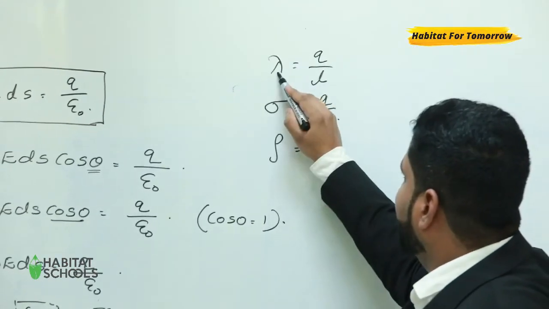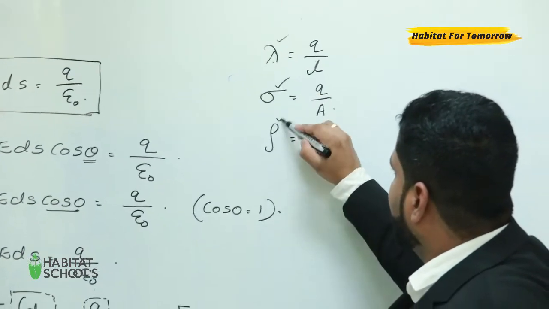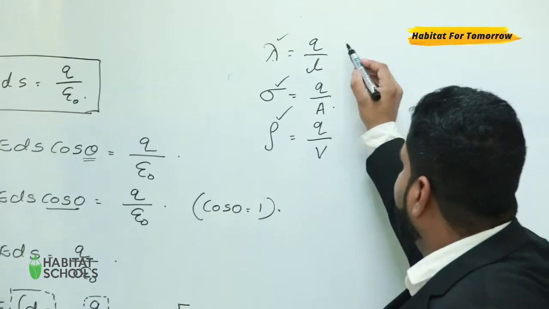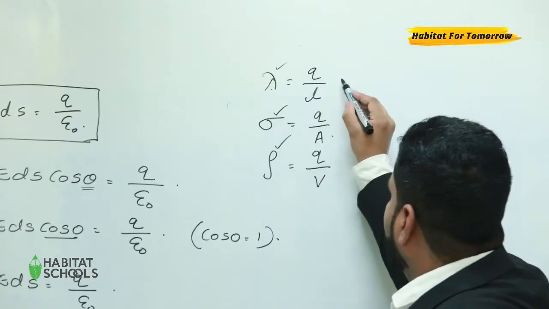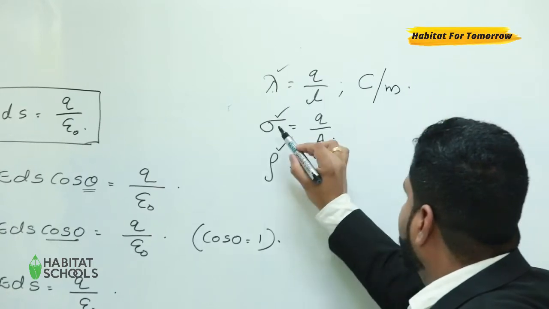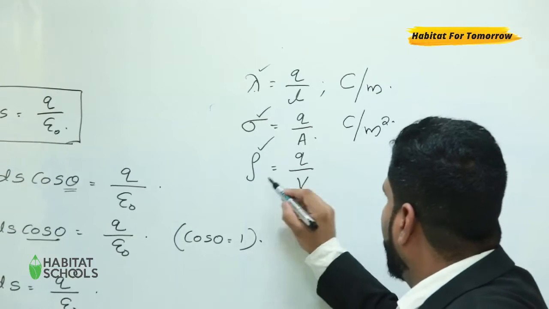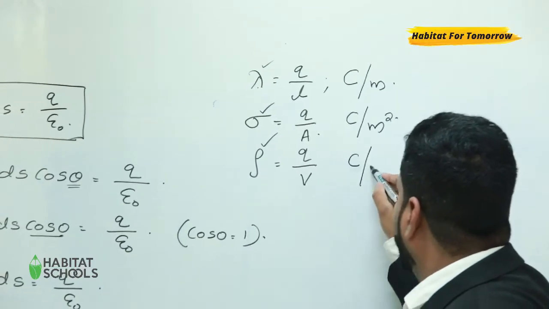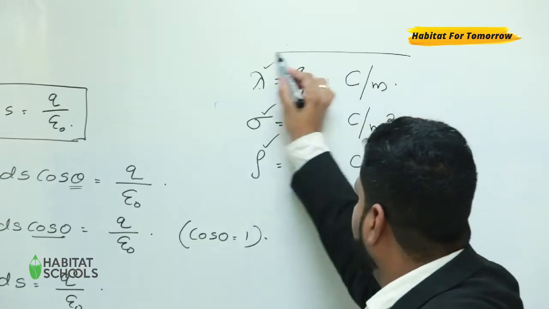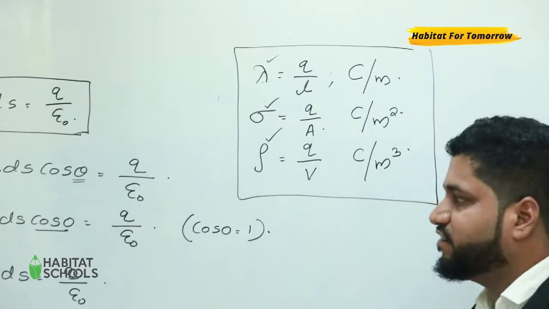So lambda is linear charge density, sigma is surface charge density, rho is volume charge density, and the unit of linear charge density is coulomb per meter. Surface charge density unit is coulomb per meter square. Volume charge density unit is coulomb per meter cube. This is one important topic: volume charge density, surface charge density and linear charge density.